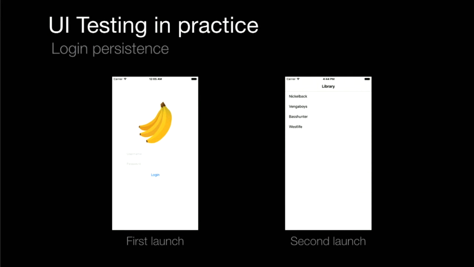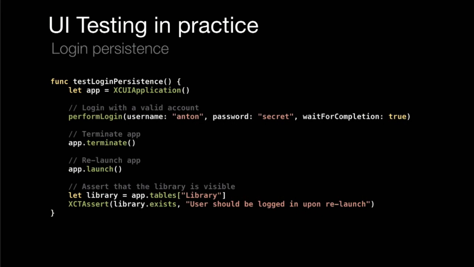So for example, on the first launch, we expect the app to show the login screen. But if you have entered your credentials and you relaunch the application, we expect you to be able to access the library immediately. Now we can easily test this, because what we can do is log in with valid credentials, and then because we are controlling the execution of the app, we can terminate it. Then we can relaunch it, and then assert that the library appears as we expect it to be.